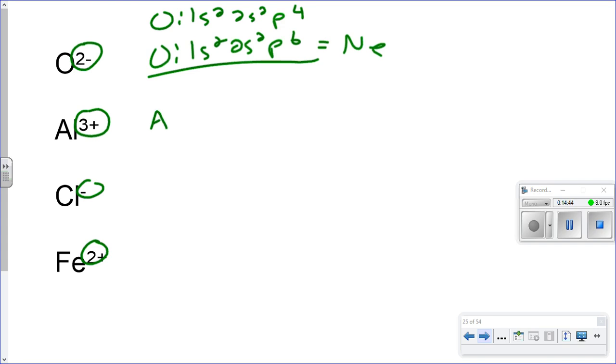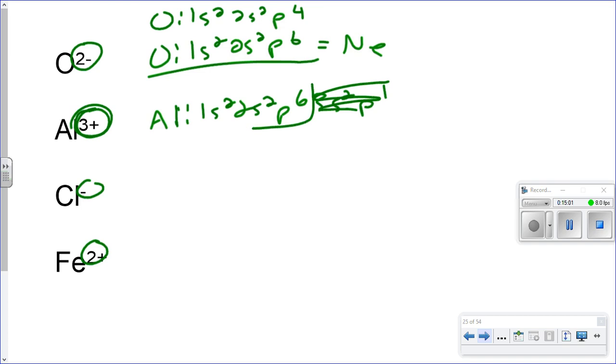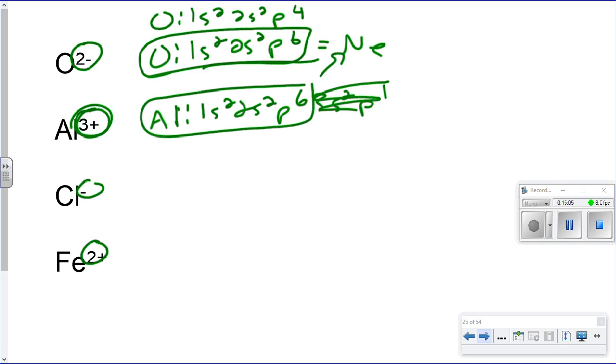Look at aluminum. Lost 3. So Al looks like this, p6, 3s2p1. Okay? But it lost 3. So eliminate these three. Look at that. That's the same as neon, the same as oxide ion. So oxide ion and aluminum ion look the same. And there's something called the noble gas configuration.